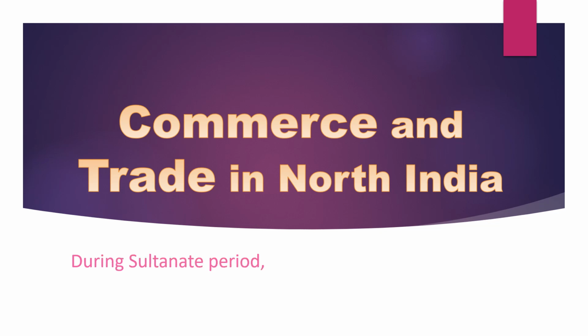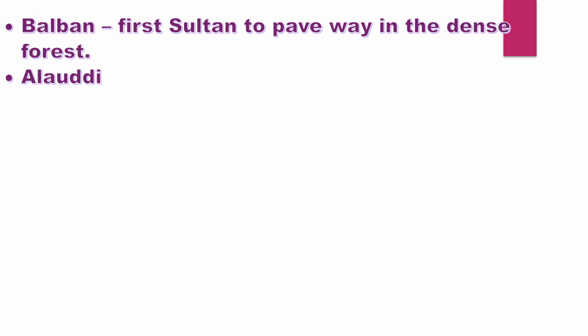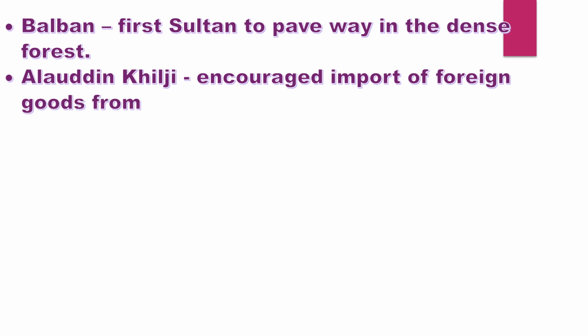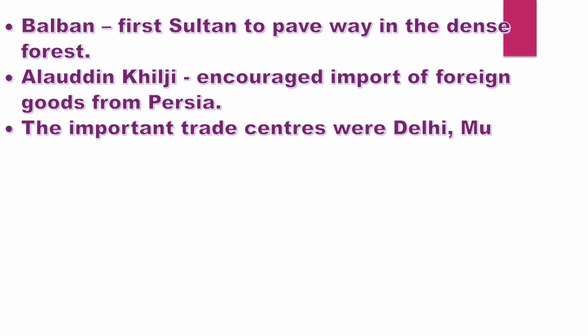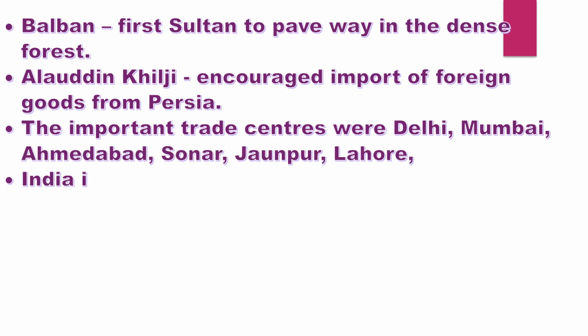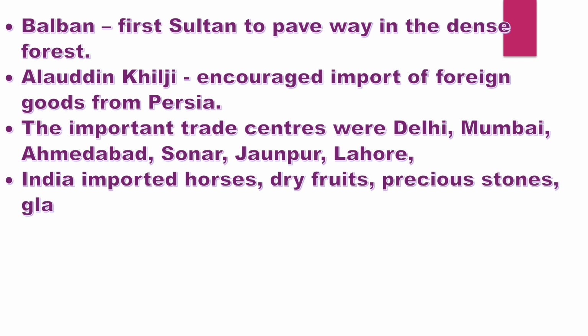During the Sultanate period, trade flourished in North India. Now let's see some of the highlights. Balban was the first sultan to pave way in the dense forest. That is, pave way means to make a road for the export and import of trade. Alauddin Khilji, he encouraged import of foreign goods from Persia. The important trade centers at that time were Delhi, Mumbai, Ahmedabad, Sonar, Jaunpur, Lahore.